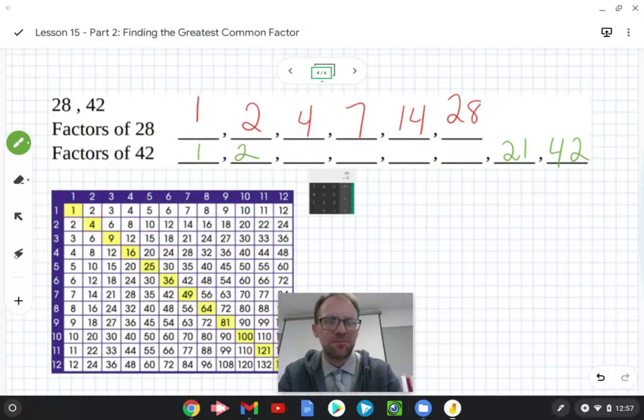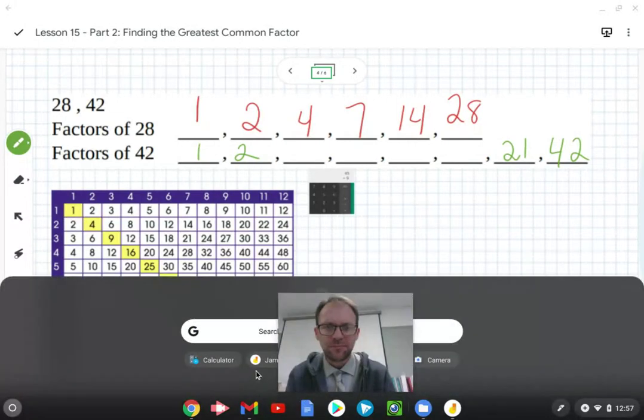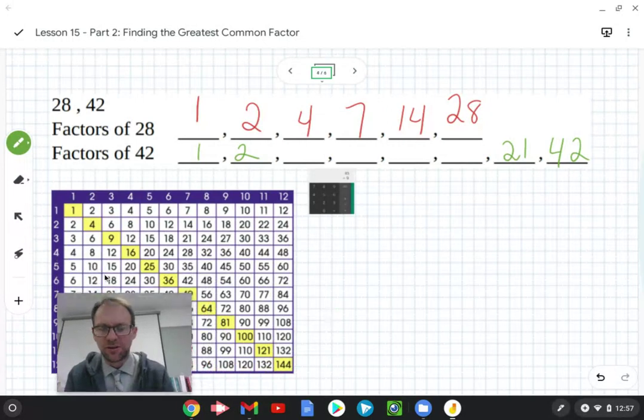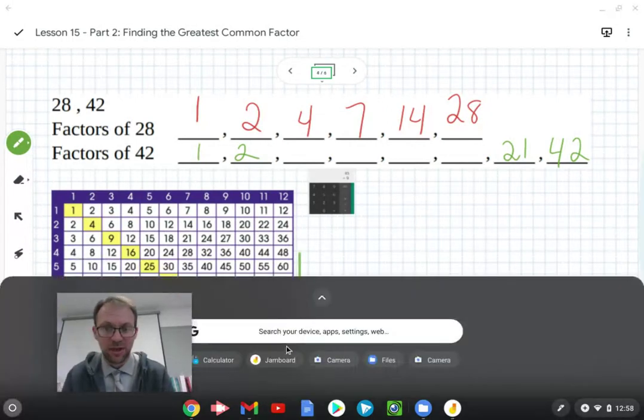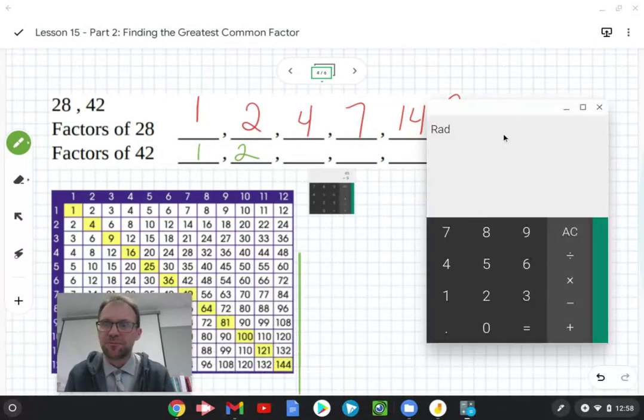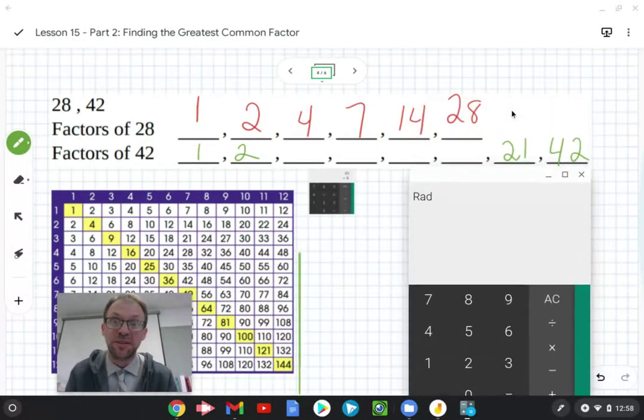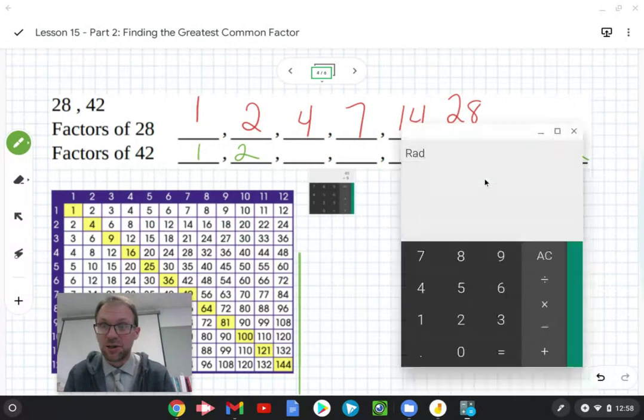3 times something. Does that get me 42? I don't know for a fact, so I'll get my calculator back out. And you don't have to use a calculator on your computer. If you have a calculator you'd rather use, just like a real old-fashioned regular calculator, go for it. It might be quicker. But for the purposes of the video, I'm using this calculator so you can see it. All right, 42 divided by 3. I'm wondering if 3 is a factor of 42. Look at that, 14. 14 times 3 is 42.